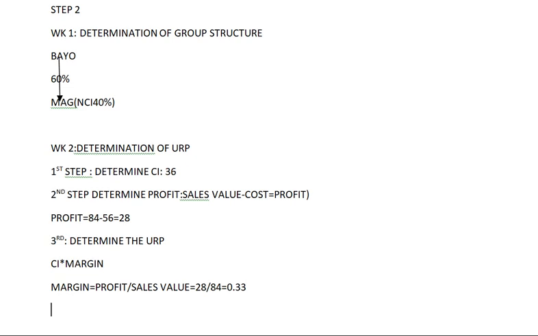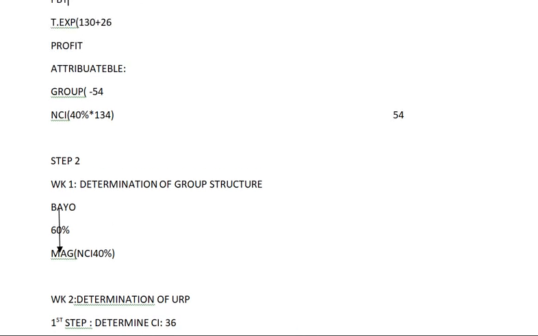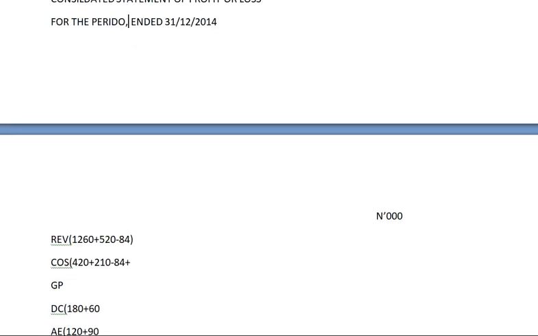Therefore, that is our margin. So our URP, unrealized profit, will be equal to closing inventory, which is 36, multiplied by 0.33, that is the margin that we have gotten, and that will be approximately 12. So this 12 is your unrealized profit. And what do you do with it? You are going to add it to cost of sales. Please take note of that. So plus 12, we close it, and that will be all.